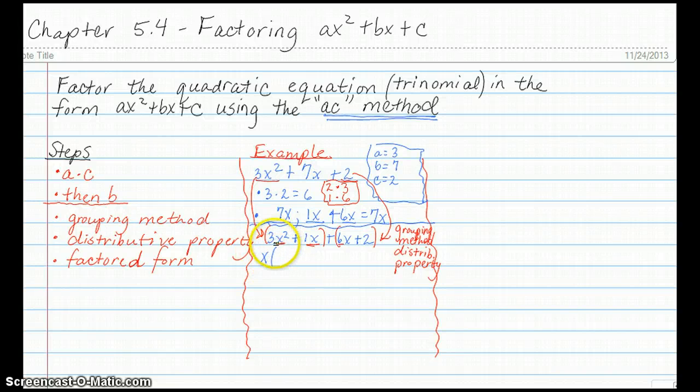So x, and then x times what gives you 3x squared? Well, 3x does. And then you factored out the x, so you say x times what gives you 1x? Well, 1. And you always check it. X times 3x, 3x squared. X times 1, 1x. Bring down your plus sign.